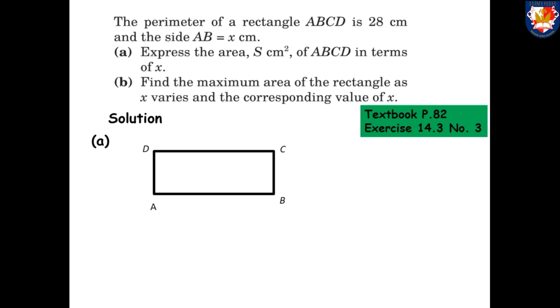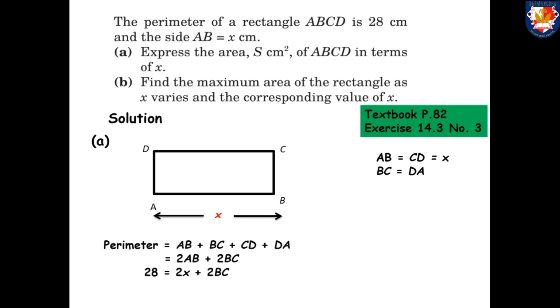Here is the diagram of a rectangle ABCD with the side AB equals x cm. We know that in this rectangle the length of AB equals the length of CD, and the length of BC equals the length of DA. So we can tell that the perimeter equals AB + BC + CD + DA.